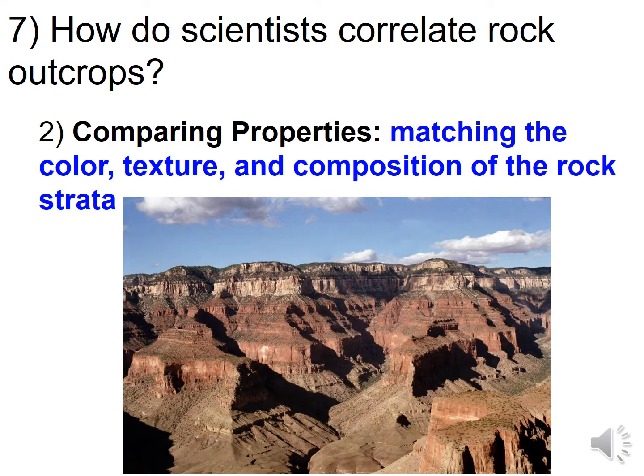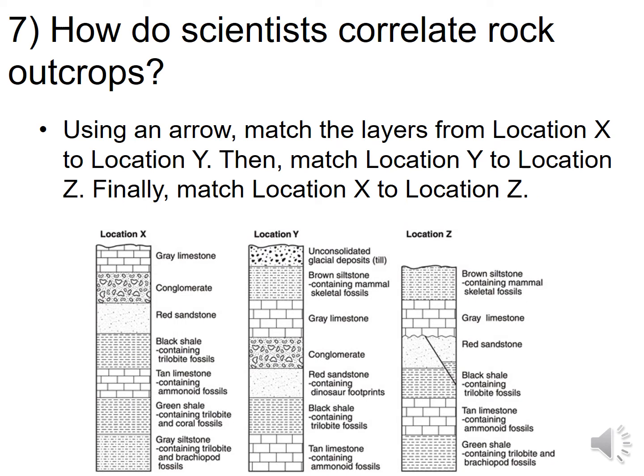Besides looking at this, scientists look at the color of the rock. You can notice how there's uniform color here, and then you go up a layer, and the color throughout this canyon at this layer is kind of the same. We can also test the composition. What is the rock made of? Is it sandstone? Is it igneous? Is it metamorphic?